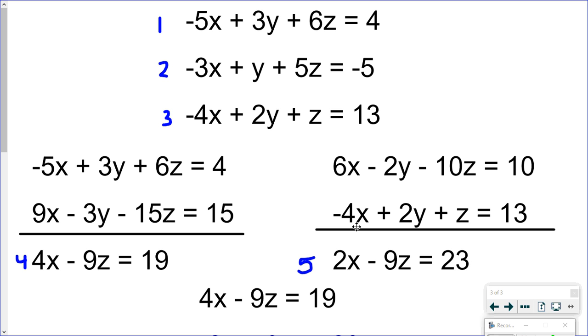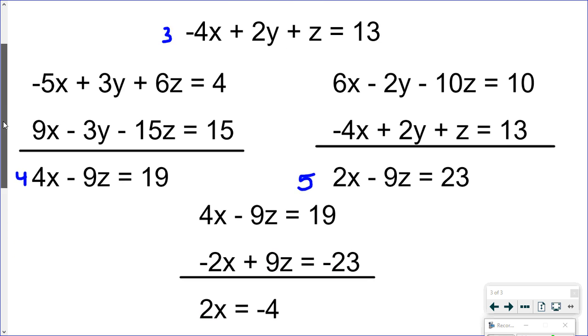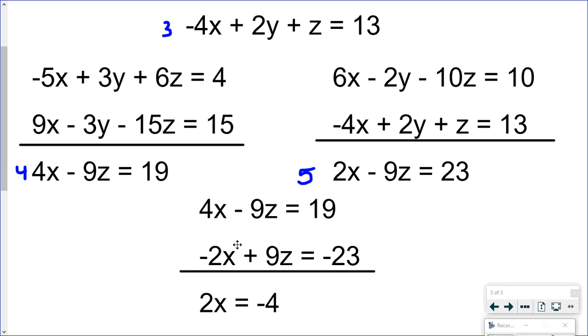And then I can combine like terms. Then I add. 6x plus -4x is 2x. -2y plus positive 2y cancel. -10z plus 1z is -9z. 10 plus 13 is 23. So there is now equation 4 and equation 5. Unfortunately, two variables did not cancel out for me. So I create a two variable system with equation 4 and equation 5.